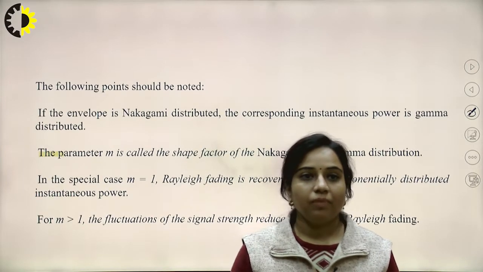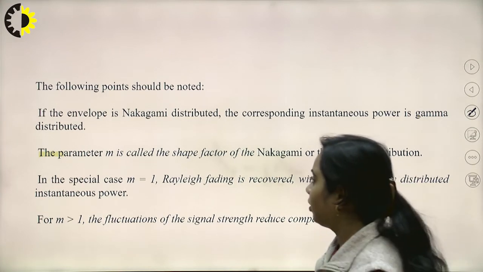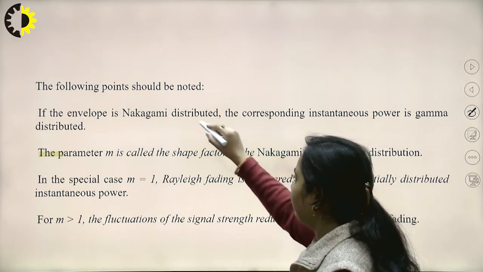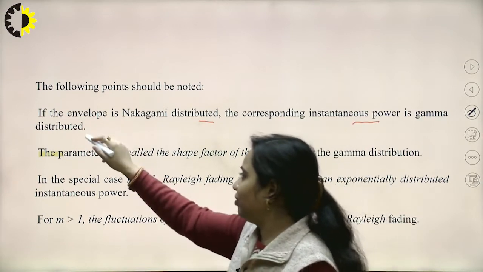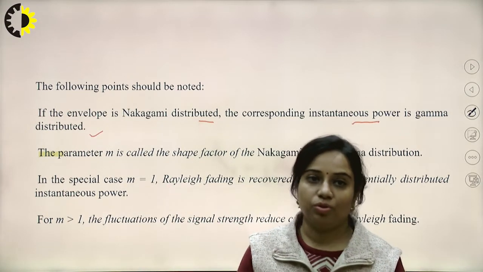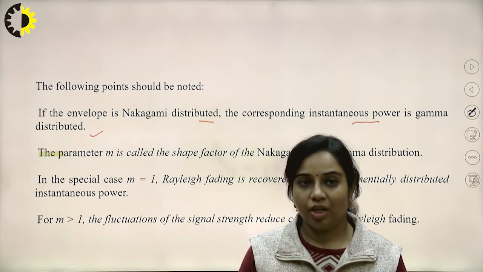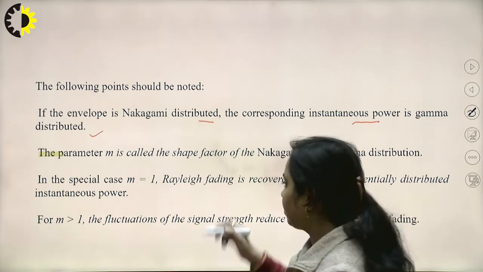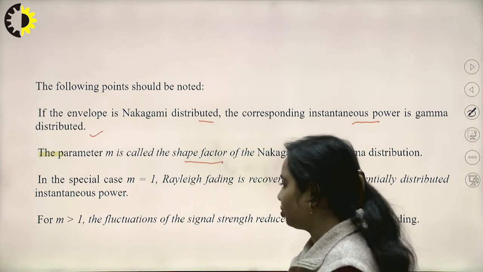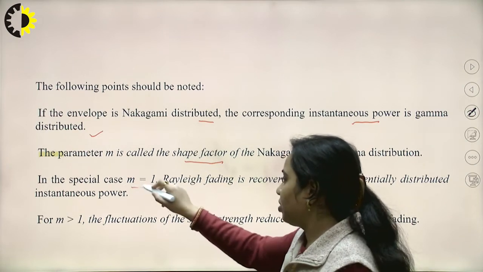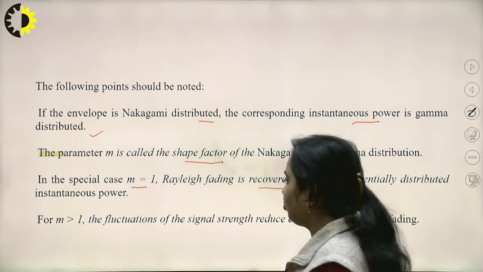Now the following points should be noted corresponding to this Nakagami model. If the envelope is Nakagami distributed, the corresponding instantaneous power is gamma distributed, which means that the gamma distribution is also required to understand the basics of this Nakagami model. Then the parameter m is called the shape factor of the Nakagami or the gamma distribution. In the special case when m equals 1, Rayleigh fading is recovered with an exponentially distributed instantaneous power.